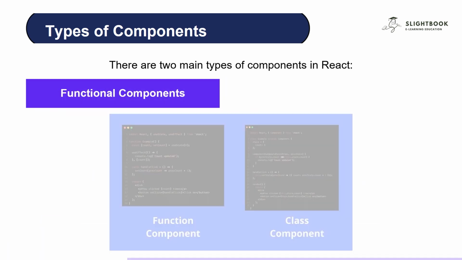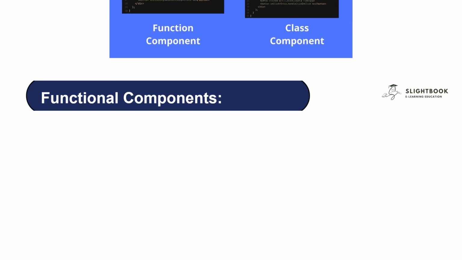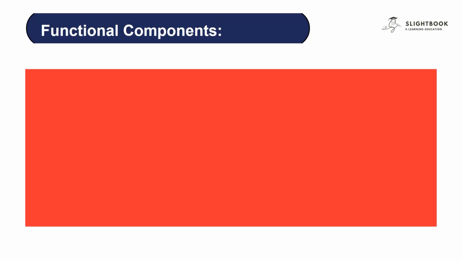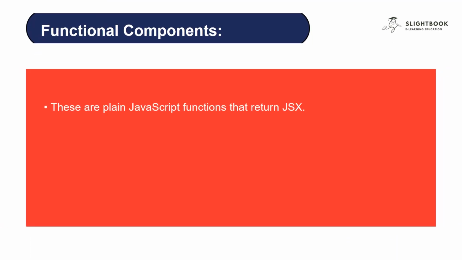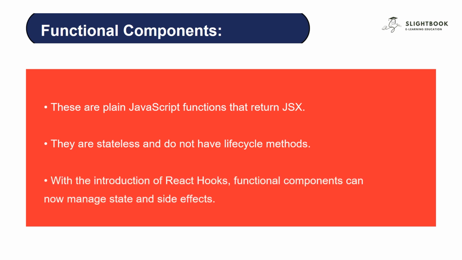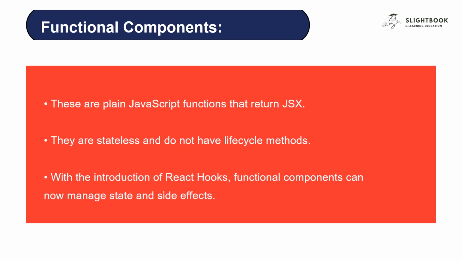Types of components. There are two main types of components in React. Functional components. These are plain JavaScript functions that return JSX. They are stateless and do not have lifecycle methods. With the introduction of React hooks, functional components can now manage state and side effects.